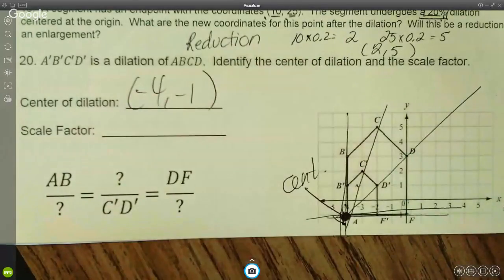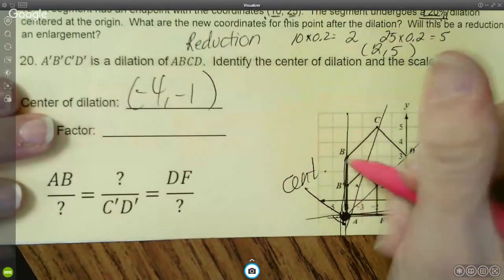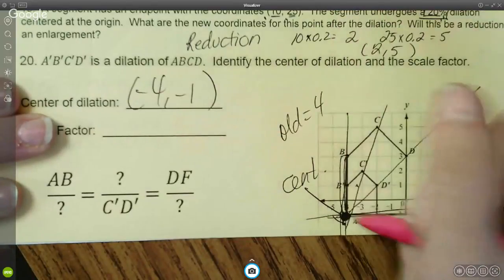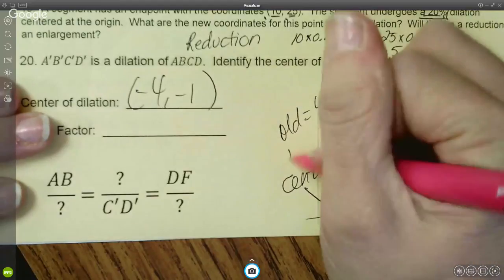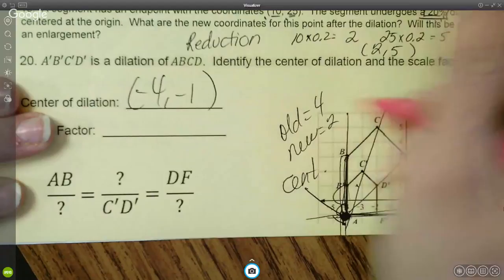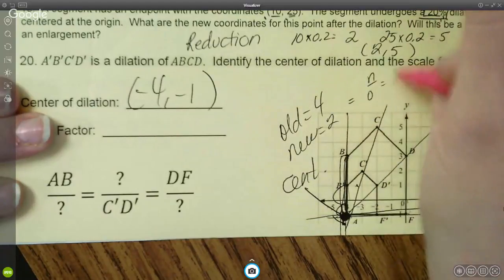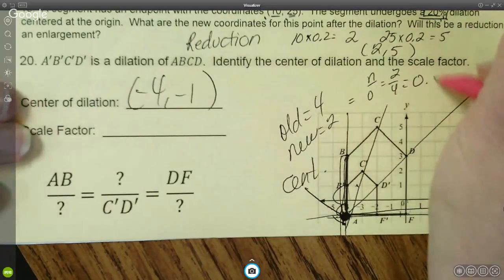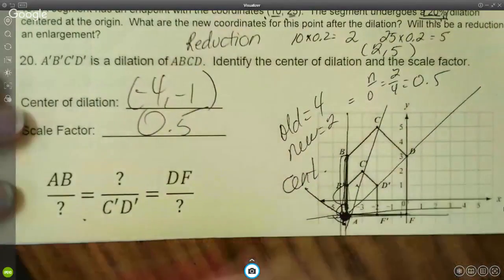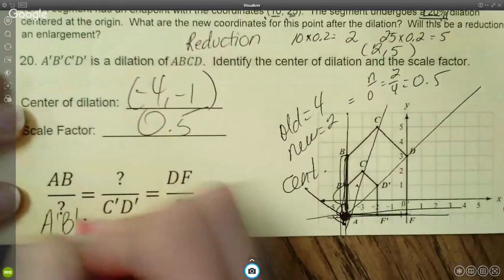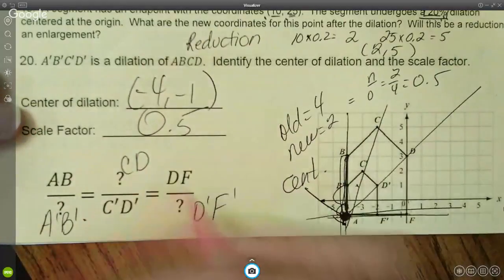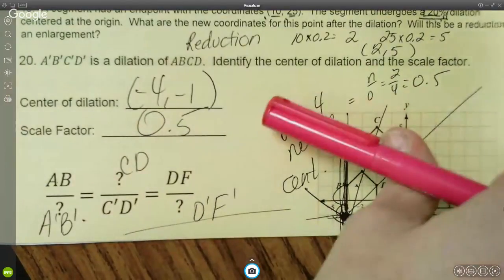Our scale factor, I just like to look at straight lines. Our first line was 4. So our old was 4 for the length of B. Our new is 2, counting 1, 2. So remember, new over old, 2 over 4 reduces to 0.5. Down here, just remember to match it: A prime, B prime, C prime, D prime. You got to always make sure that they match on the bottom. Next.